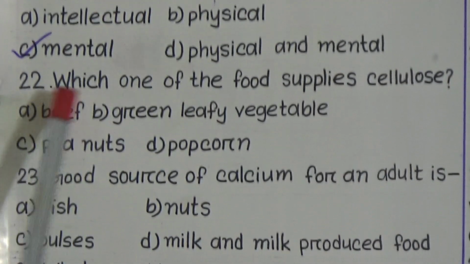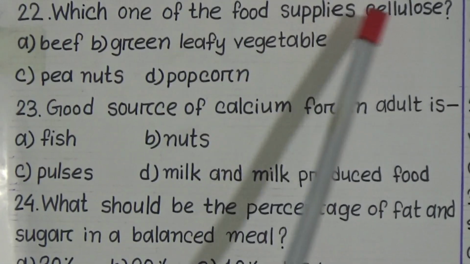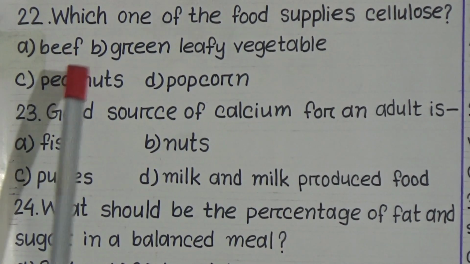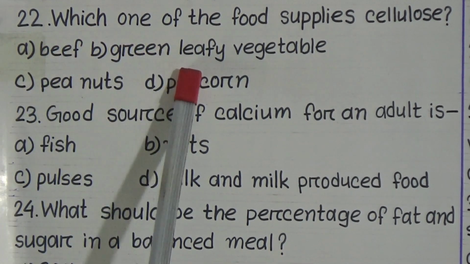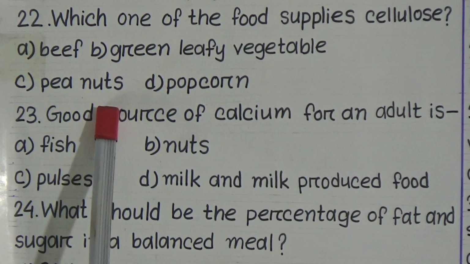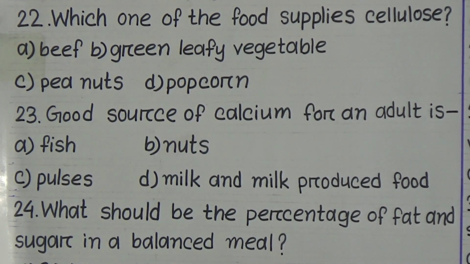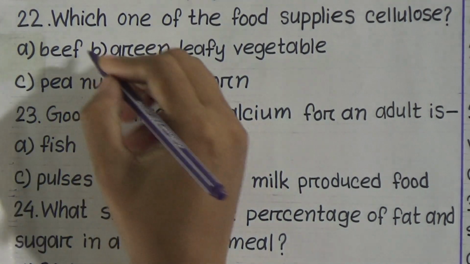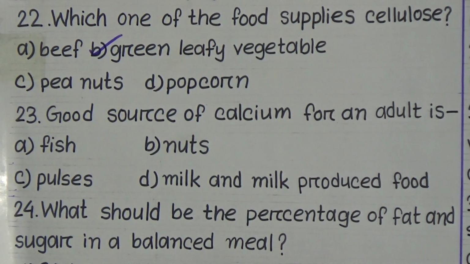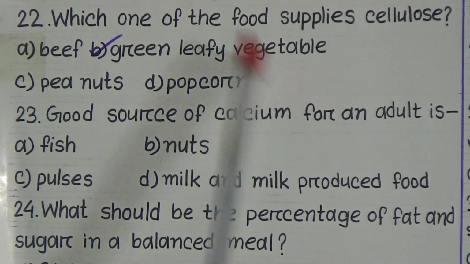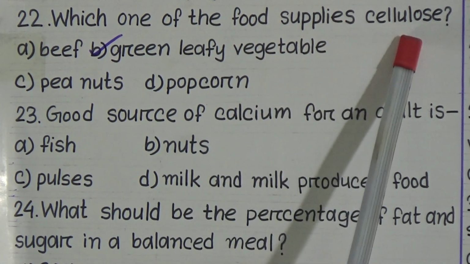Number 22. Which one of the foods supplies cellulose? Options are beef, green leafy vegetable, peanuts, popcorn. So here the correct answer will be option B, green leafy vegetable. So from this, the food supplies cellulose.